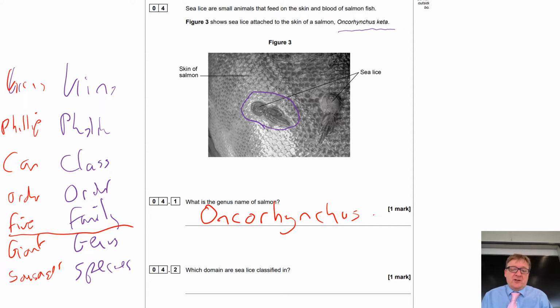Which domain are sea lice classified in? Okay, well, they're definitely not a plant, right? Not that it makes much difference. They're definitely not a microorganism of sorts. So what they are is a eukaryote. Okay, they're a eukaryote.